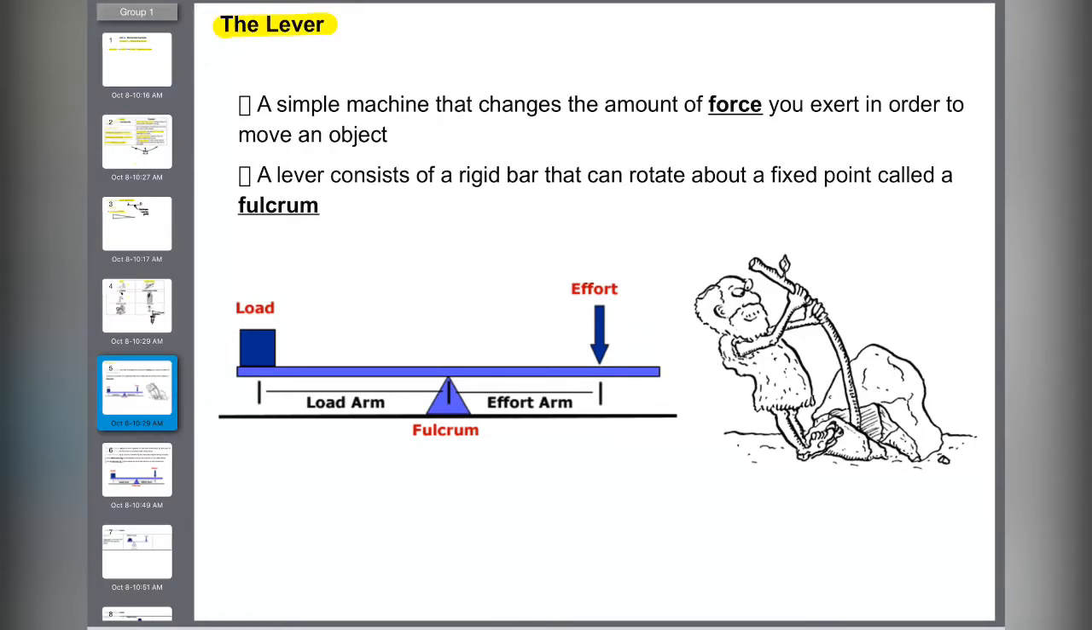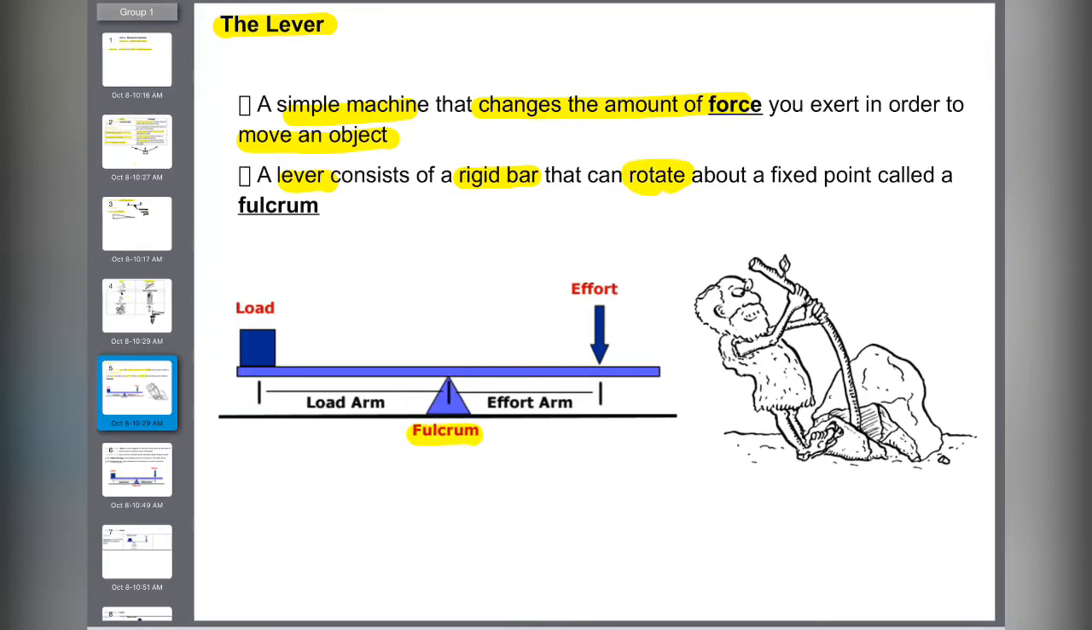You should have already read up on how many types of levers there are. If I ask you, you should be able to tell me there are type 1, 2, and 3. A simple machine changes the amount of force you exert in order to move an object. A lever has a rigid bar that rotates.